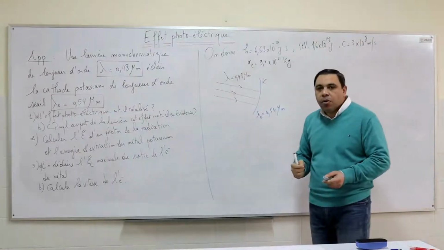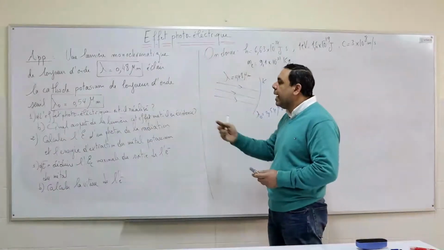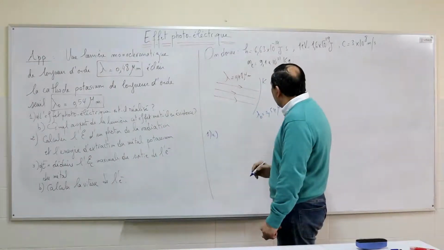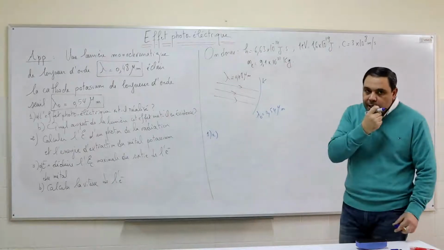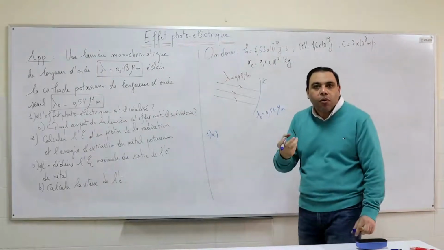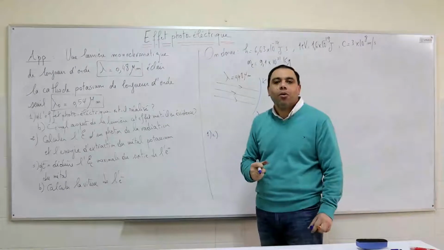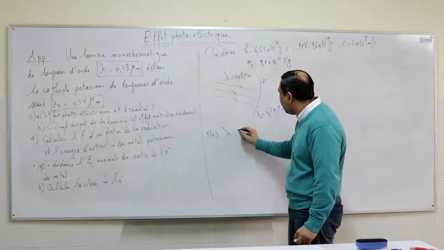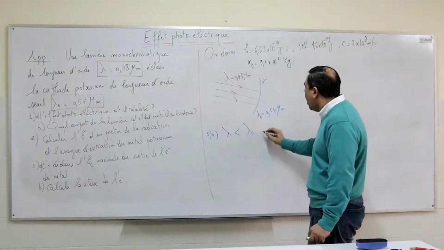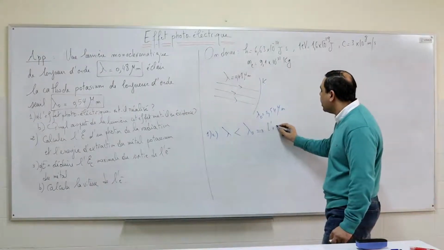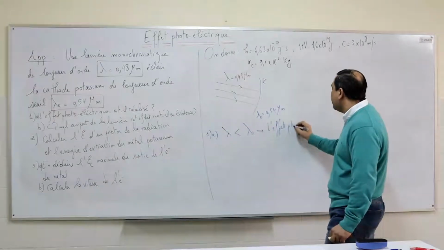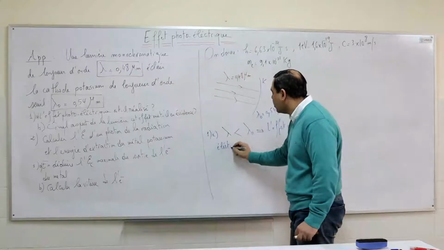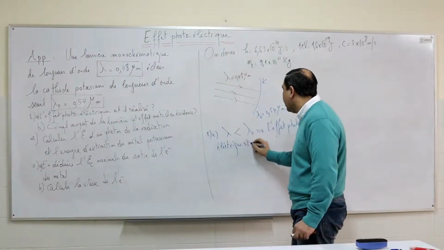In the first question, will the photoelectric effect take place? To answer this question, we check whether the wavelength of radiation is less than the threshold wavelength. Note that lambda is less than lambda 0. Then the photoelectric effect will take place.